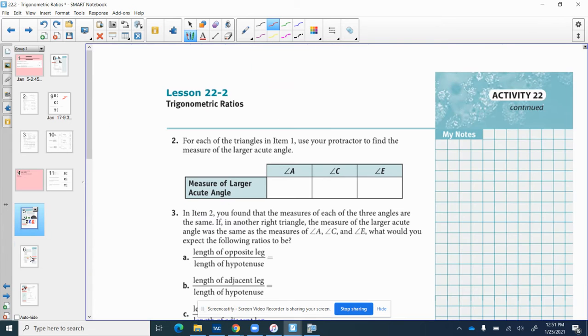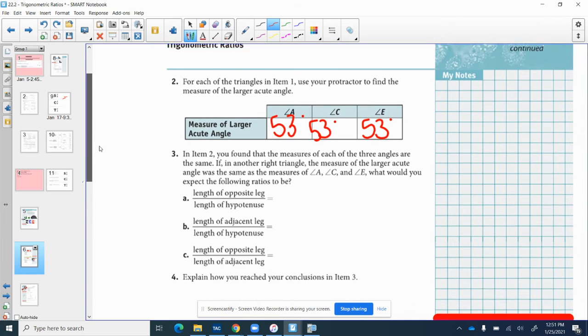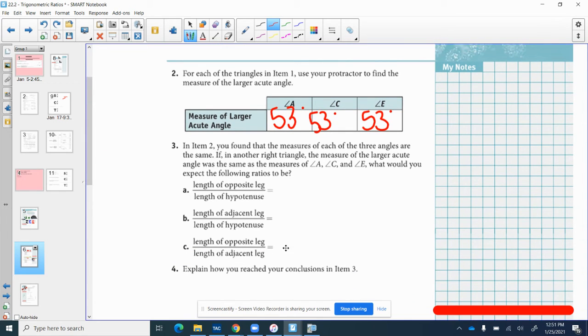So if all of these are 53 degrees, that's important because it shows why the relationships between the opposite and hypotenuse are the same thing each time. The adjacent and the hypotenuse were the same thing each time. And the opposite and the adjacent were the same thing each time.